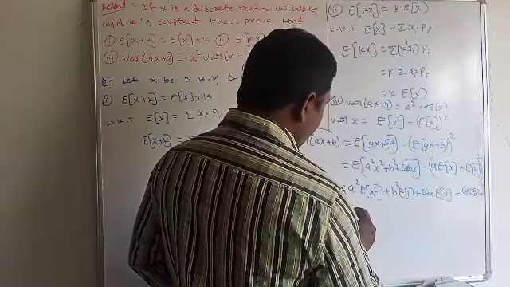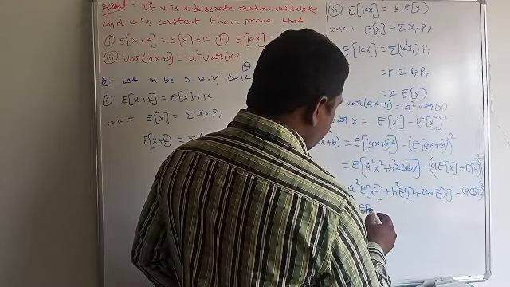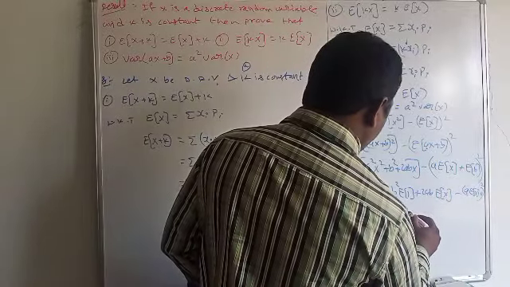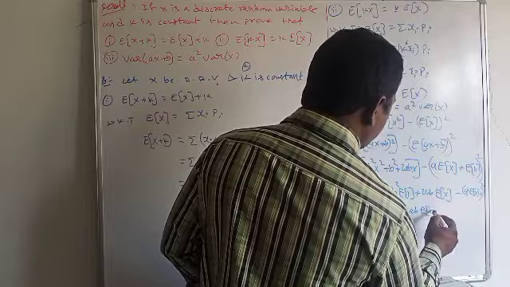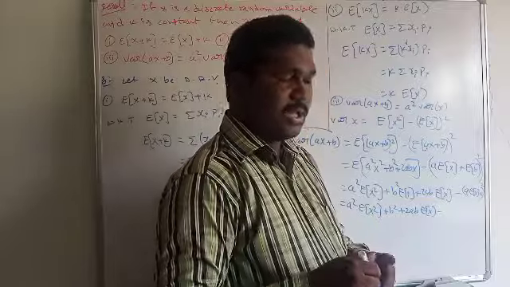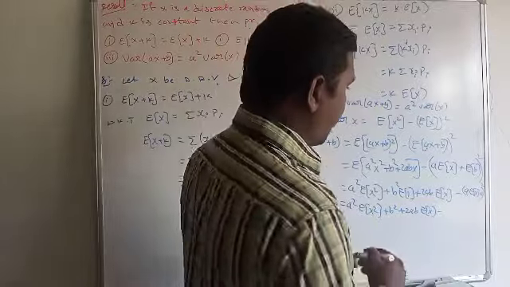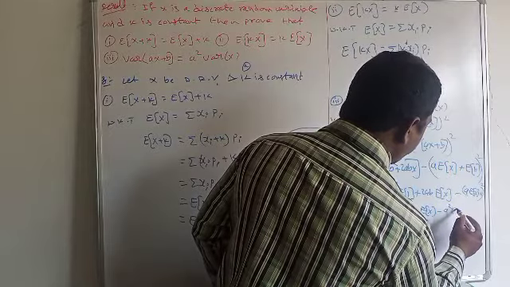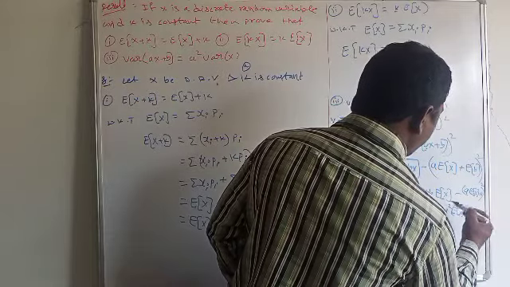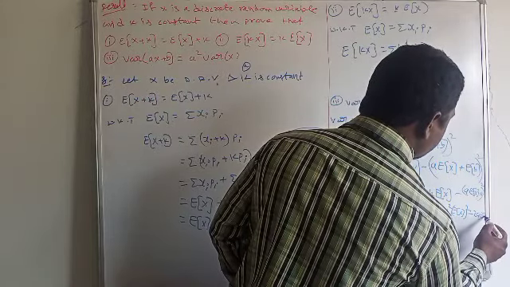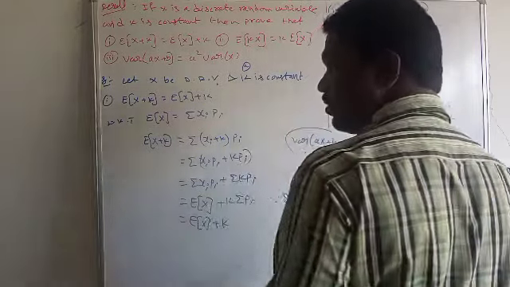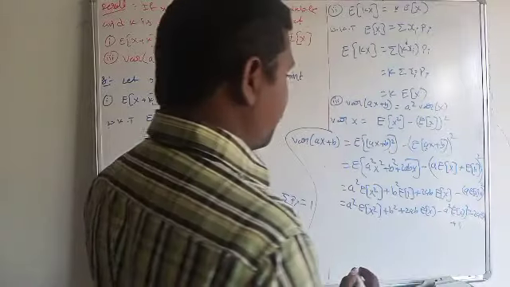Similarly, this is equal to a square expectation of x square plus b square expectation of 1 into 1 plus 2ab expectation of x expectation of 1 into 1 minus, for this apply the a plus b whole square formula. a plus b whole square is equal to a square plus b square plus 2ab, so it becomes a square into expectation of x whole square plus 2a expectation of x plus 1.